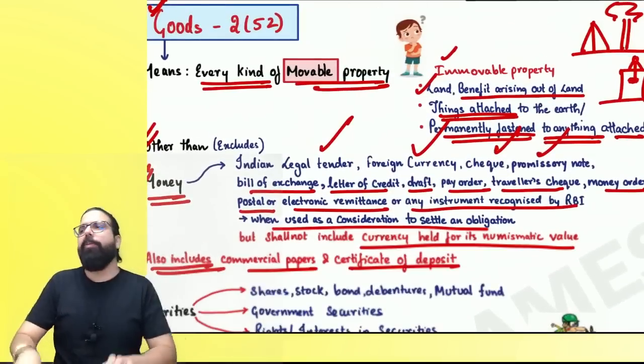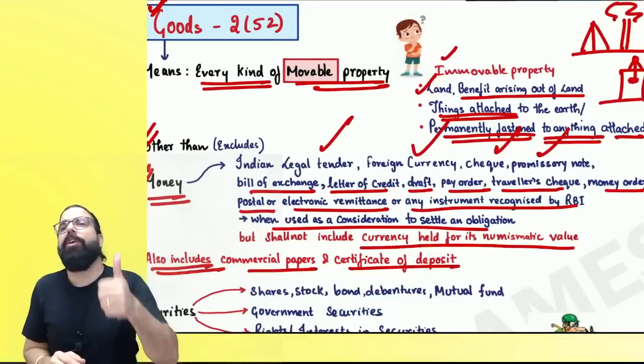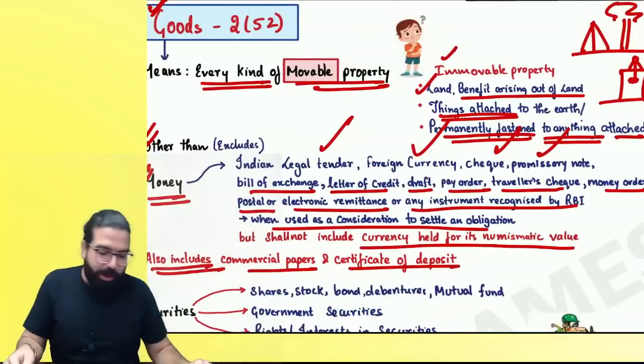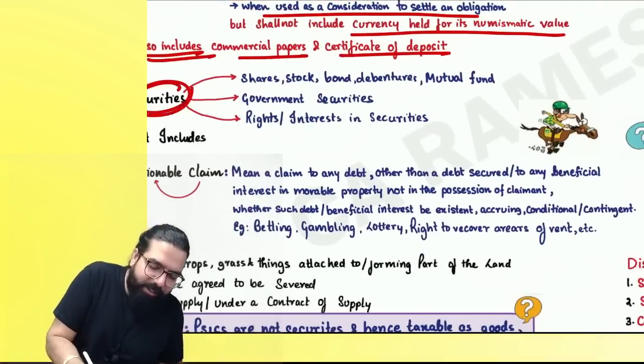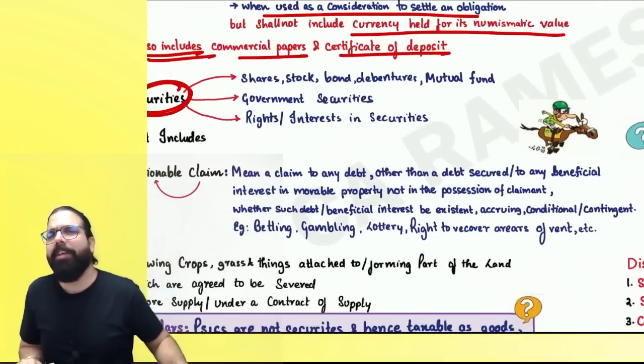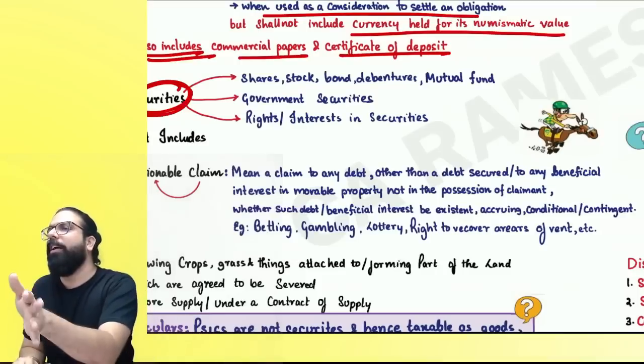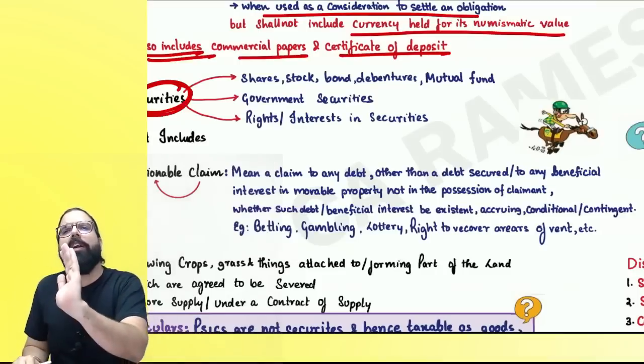So goods means every kind of movable property other than money and securities. What do you mean by securities, everyone? Share, stock, bond, debentures, any right in share, any interest in share, government securities. All these are securities, and securities are not goods.